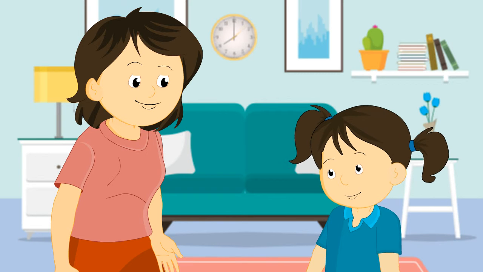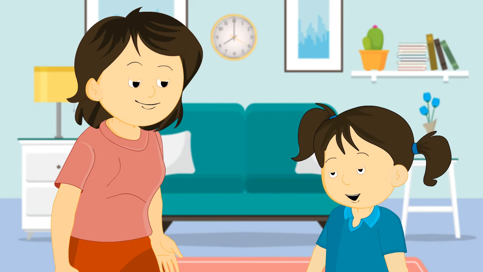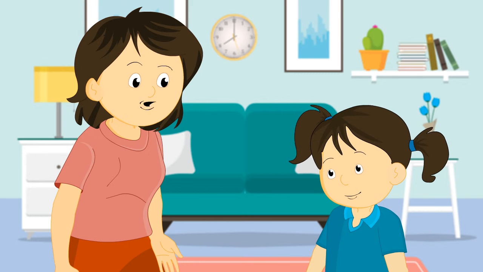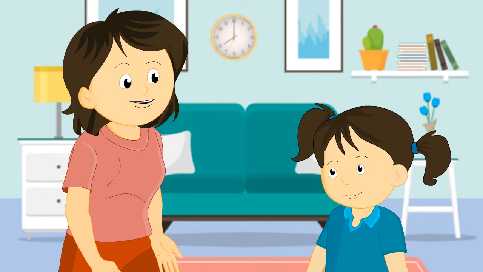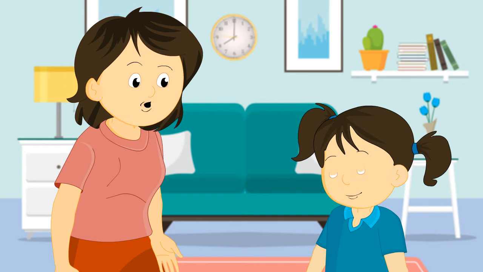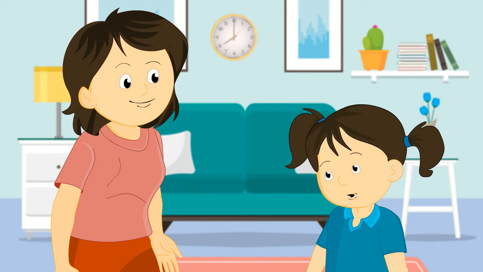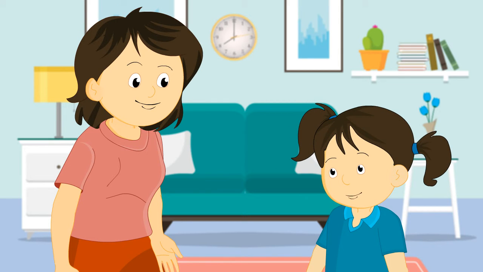Do you get this? Yes, but what is today, yesterday and tomorrow? Sarah, today is the present day. Yesterday is the day before the present day. Tomorrow is the day after the present day. Consider today is Friday. The day before Friday was Thursday. It is called yesterday. The day after Friday will be Saturday. It is called tomorrow. Now I understand about the days of the week.